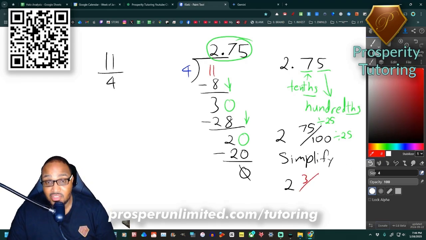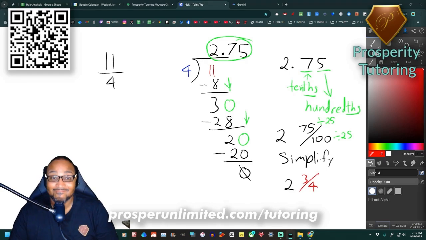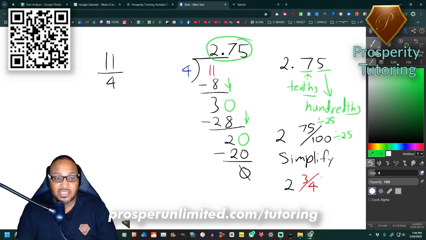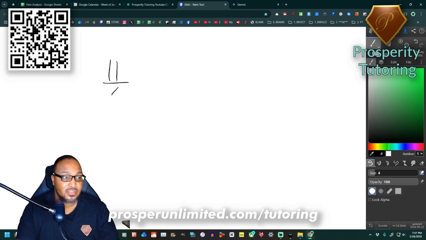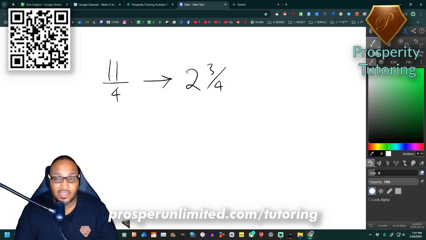Well, 100 cents make $1, right? And 25 cents make a quarter. 4 quarters make $1. So 100 divided by 25 is 4. And so our new quotient in mixed number form is now 2 and 3/4. And so 11/4, an improper fraction as converted into a mixed number, is 2 and 3/4.